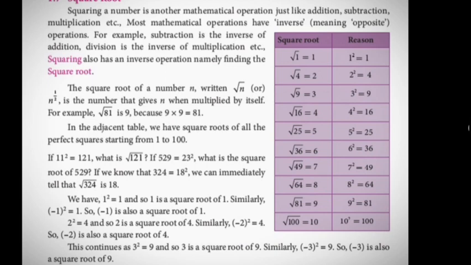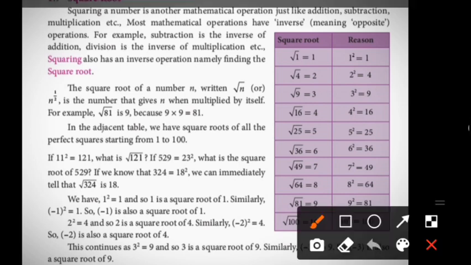Next topic, square root. What is meant by square root? Squaring also has an inverse operation, namely finding the square root. Here, inverse operation. What are the perfect square numbers? 1, 4, 9, 16, 25, 36, 49, 64, 81, 100. These are all the perfect square numbers.